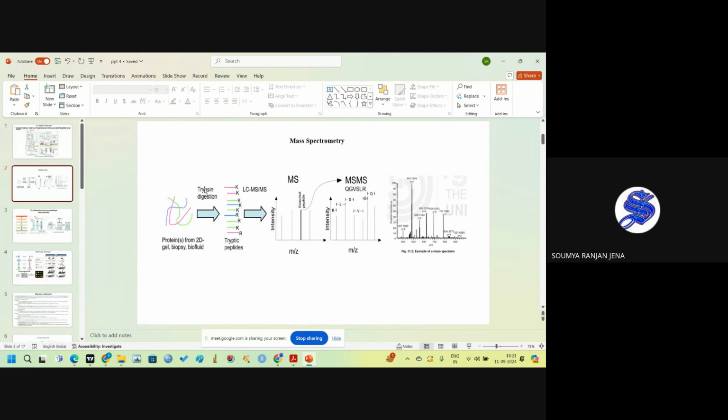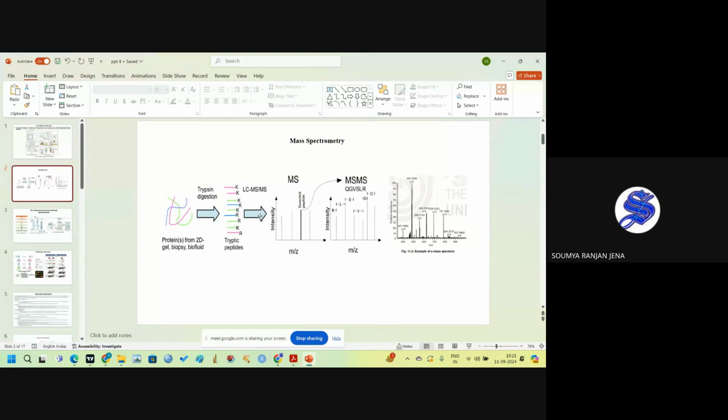Then you will digest with trypsin enzyme. The trypsin cleaves lysine and arginine residues of the peptide, and it will give different fragments of tryptic peptides. That is, it will cleave the peptide into different fragments at lysine. This is K for lysine and R for arginine residues. Then you will do liquid chromatography and mass spectroscopy.